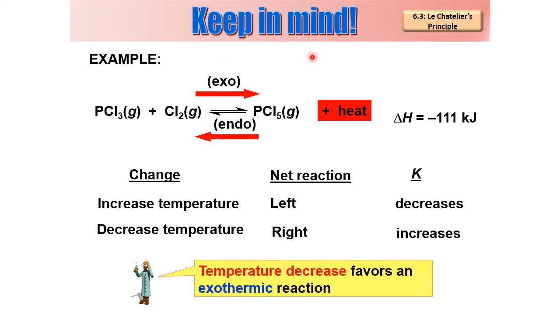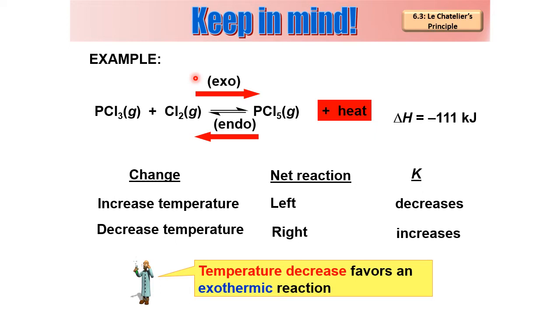Keep in mind, when the reaction is exothermic, heat is added at the product side. If there is an increase in temperature, the endothermic reaction is favorable, so the system will shift to the left. When the system shifts to the left, the concentration of reactant increases and the concentration of the product decreases, so the Kc value decreases.